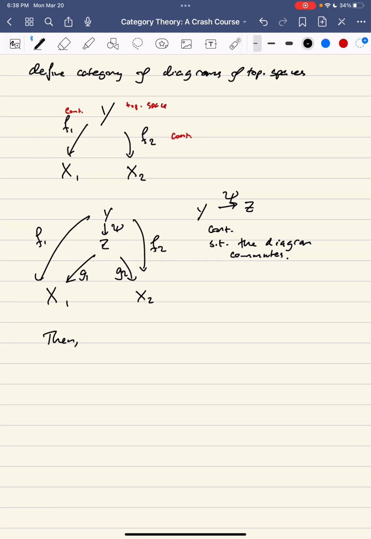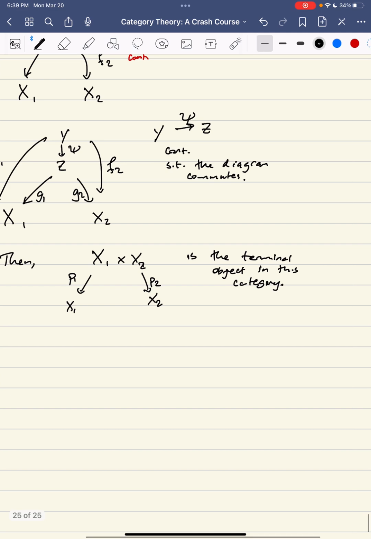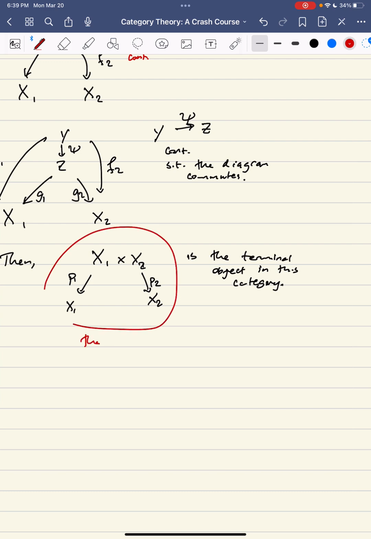Then the diagram of this form, x1, x2, p1, p2, is the terminal object in this category. So in particular, this really reframes it: it isn't just the space itself, x1 cross x2, that's important. It's that space together with the projection maps P1 and P2. So the whole diagram is important. The whole diagram is important, not just the space itself.